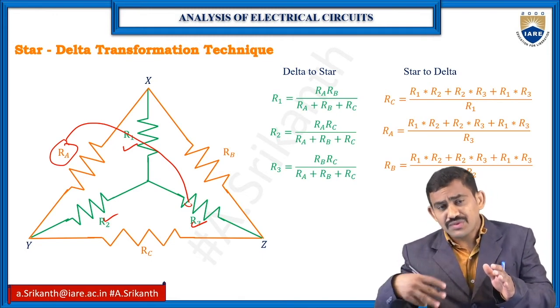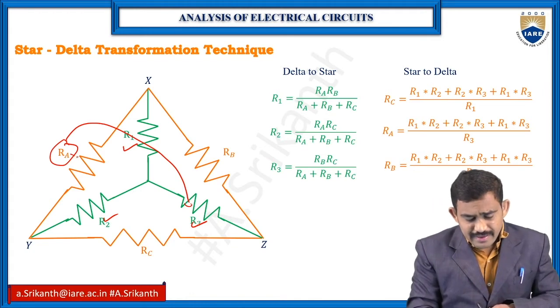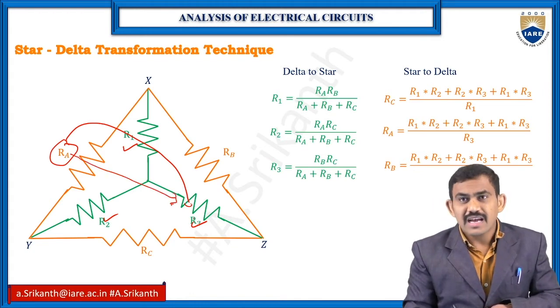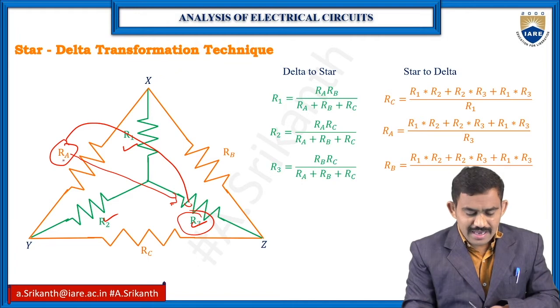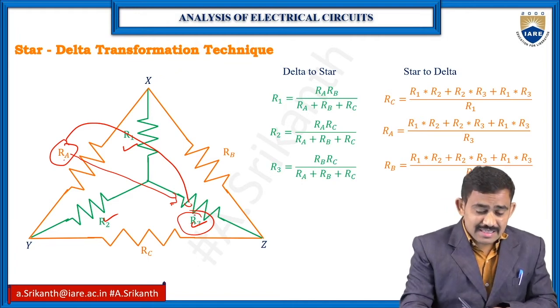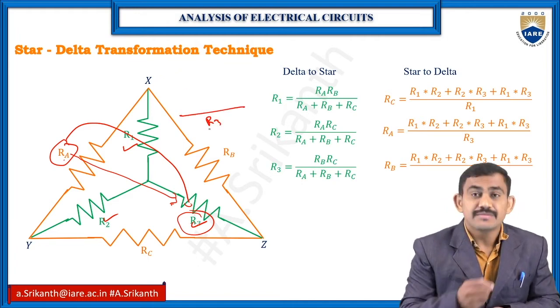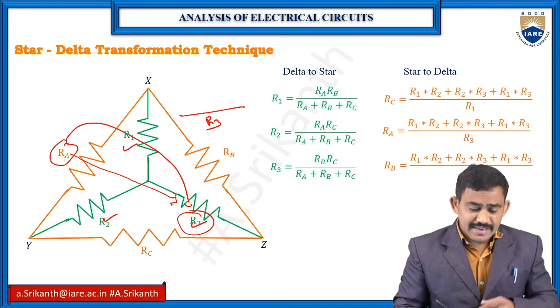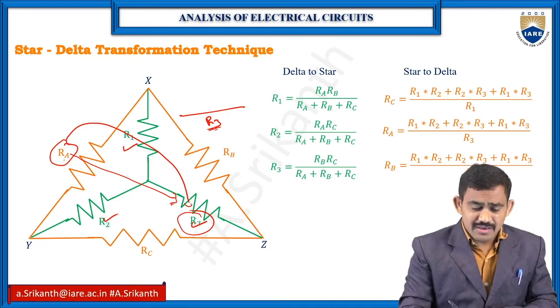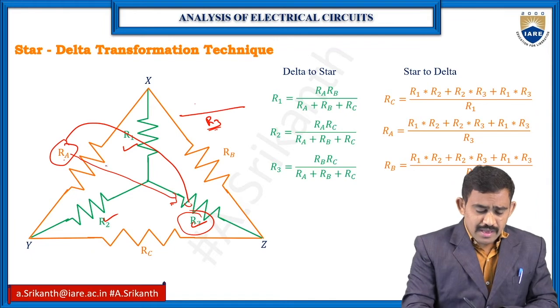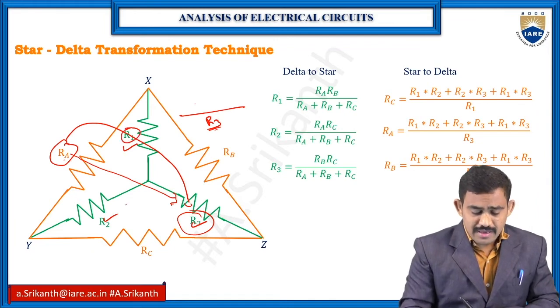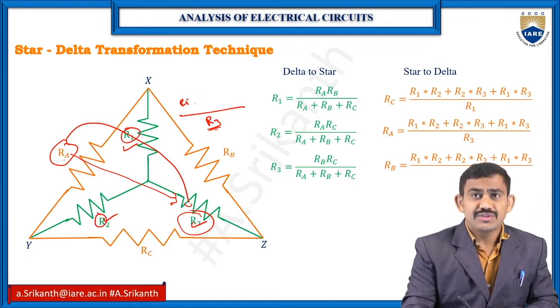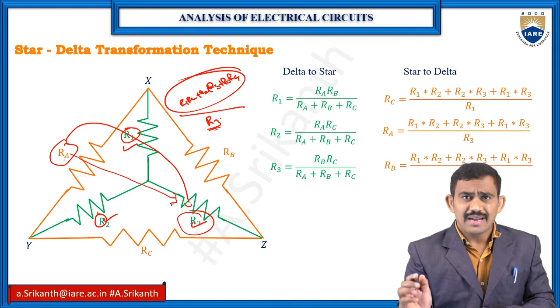So in star, which value do we have? RA opposite is R3. So R3 is in the denominator, and in the numerator we have RA into RB. So that means R1 into R2 plus R2 into R3 plus R3 into R1, divided by your R3 value.